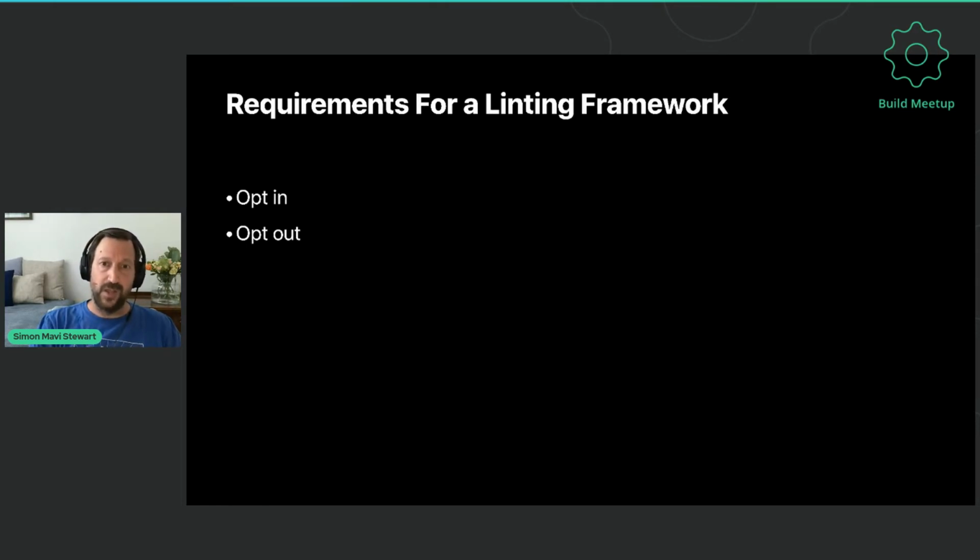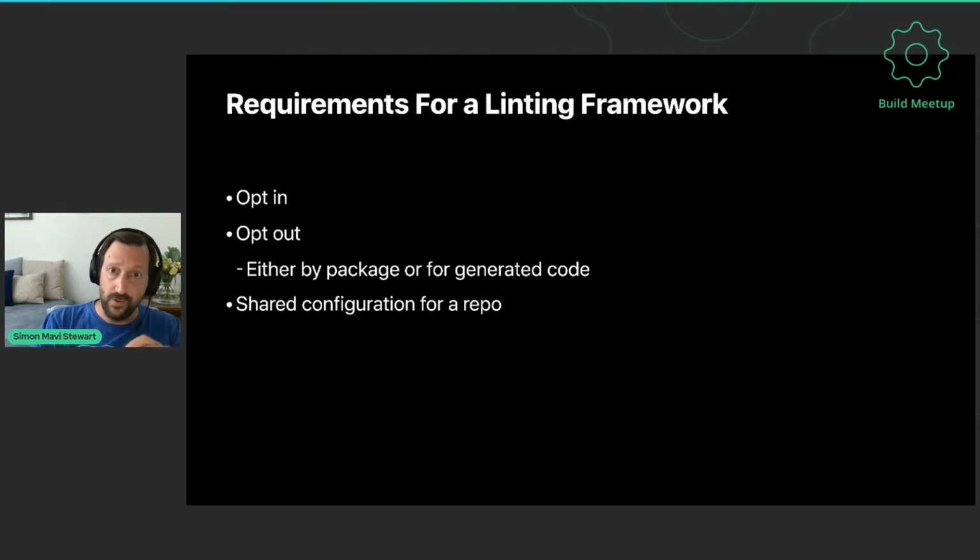So perhaps we have some generated code that we want to avoid, or perhaps we have a package that is from a third party that doesn't follow the same coding conventions that we do. We want to be able to include that in our repo, but we don't want to include it in the standard linting checks. What we do want, however, is a shared configuration for linters across an entire repository.